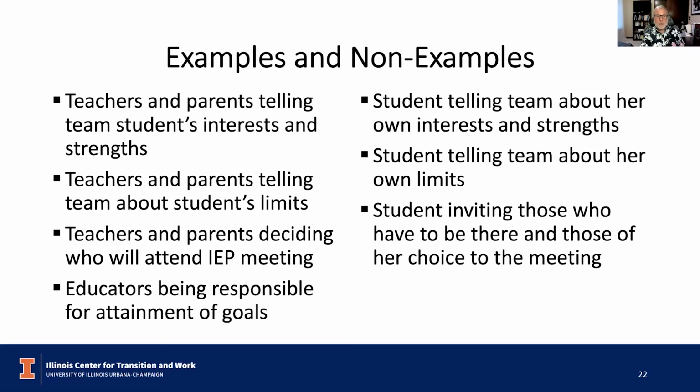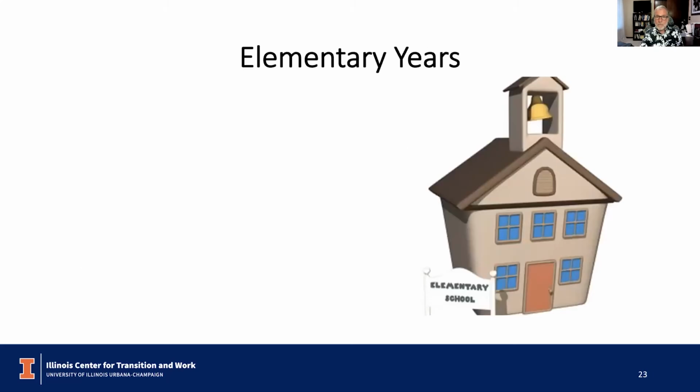Another non-example: educators being responsible for attainment of goals. If students are engaged in the meeting and helping to select their goals, then students have to become more engaged in attaining their goals, working on their IEP goals every week and collecting information on their performance so they can feed that back to the IEP team and talk about how they did at their next IEP meeting. Makes sense?